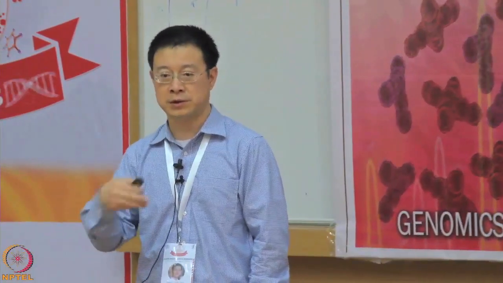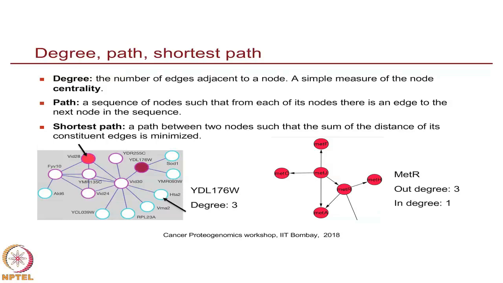And in order to do that, maybe I will introduce a few more terms in order to better understand these networks. The first is the degree. The degree means the number of links or edges each node has. For example, we can look at this purple node in this network, and basically it has three links, so it has a degree of three. This is for an undirected network. But if it's a directed network, each node has an in-degree and also an out-degree. For example, this gene MetR has an out-degree of 1, 2, 3, but its in-degree is 1.